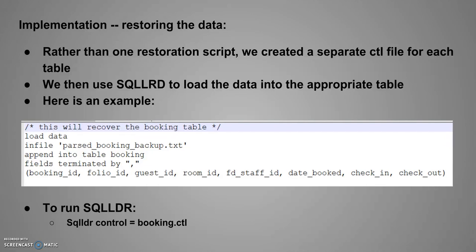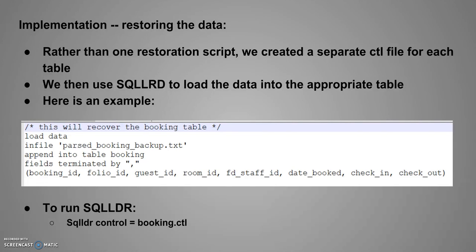In our database, rather than having one restoration script, we created a separate file for controlling each table. Now, we did this by design so that if something did happen to a specific table, that specific table could be restored rather than trying to restore the entire database itself. This will save time and this will save confusion, we believe. After we created each control file, you can use a simple SQL Loader to load the data back into the appropriate table. Here you see an example of a control file in the code that does that.